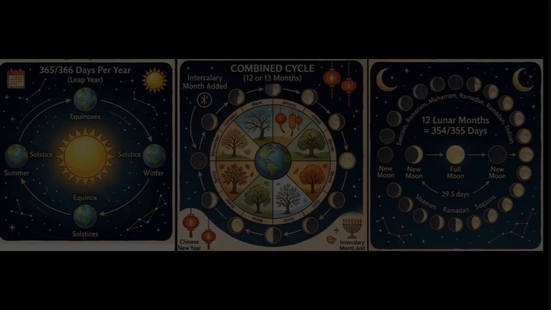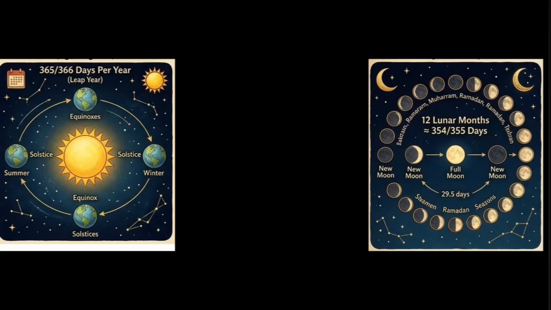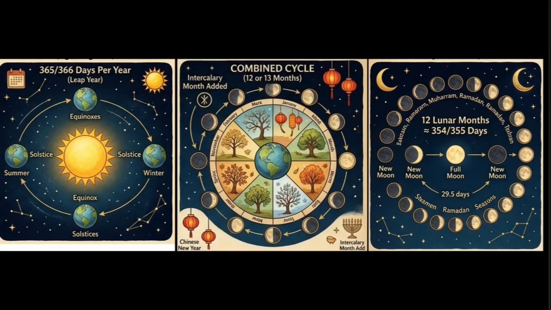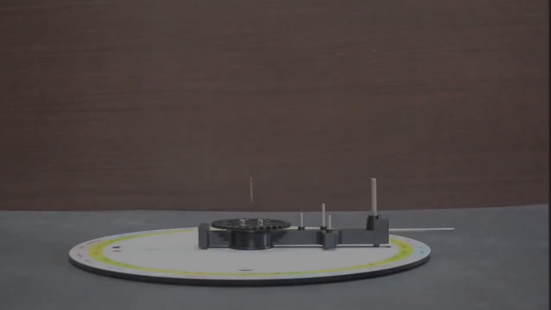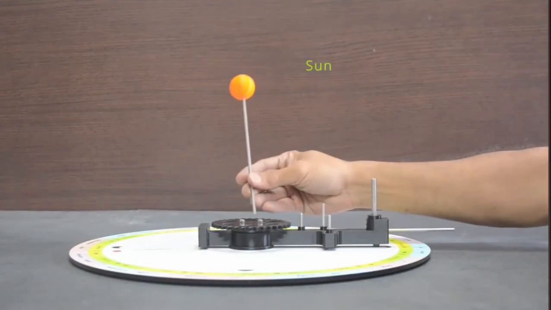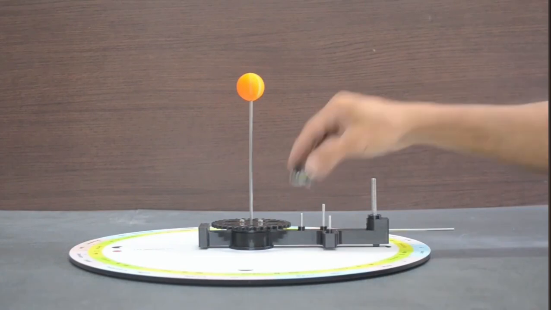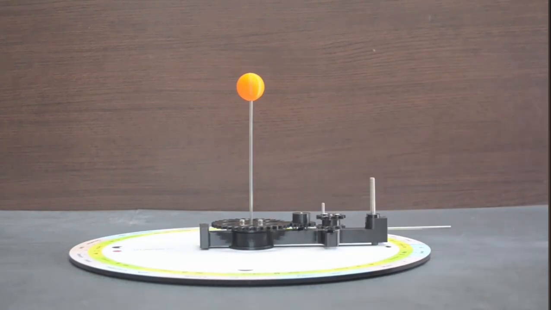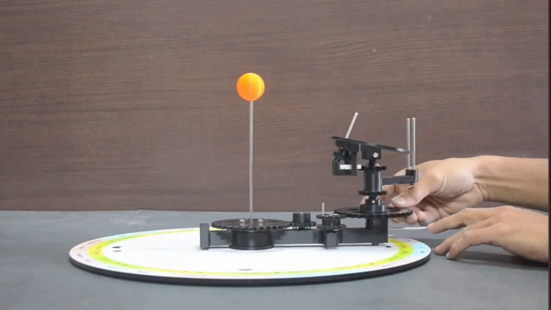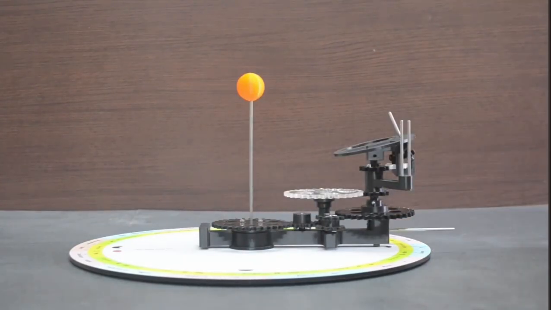In this video, let us understand more about types of calendars. Gregorian calendar is the solar calendar, while the Hijri calendar is the lunar calendar, and Hindu calendar a lunisolar calendar. As usual, let us start with the basics with the help of this model. We'll place the sun in the center. This is our Earth.